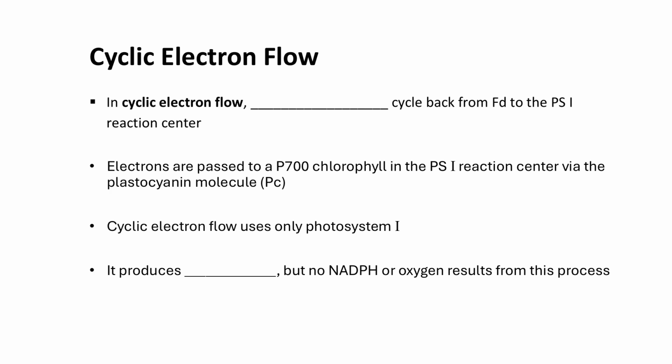In some cases, photoexcited electrons can take an alternative path, which is called cyclic electron flow. In cyclic electron flow, electrons cycle back from ferredoxin to the photosystem 1 reaction center. Electrons are passed to a P700 chlorophyll in the photosystem 1 reaction center via the plastocyanin molecule, abbreviated PC. Cyclic electron flow uses only photosystem 1 and not photosystem 2. It is going to produce ATP, but not NADPH or oxygen.